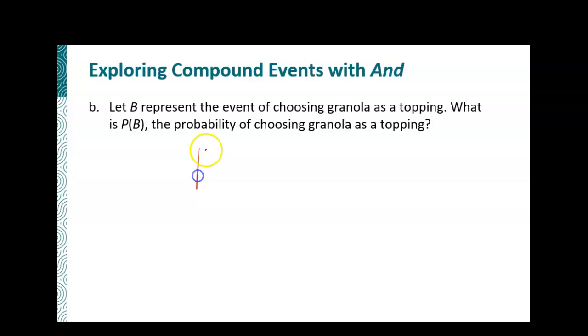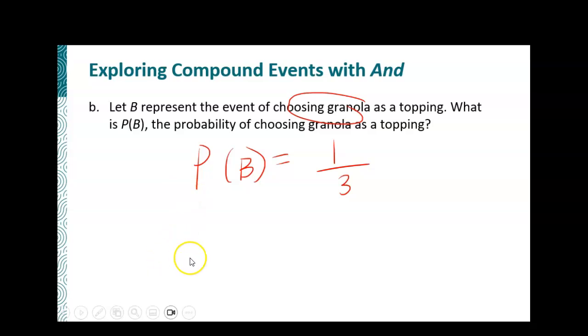What's the probability of B? There's 3 toppings, 1 over 3. Remember, the event is that I choose granola. So if I choose granola, that's 1 out of 3. So I have A and B. Everybody agree with the fractions? Okay. What am I going to do with those fractions?